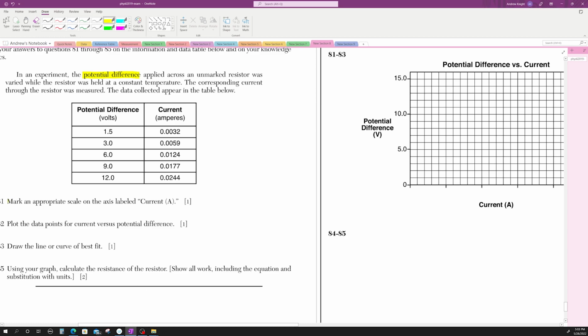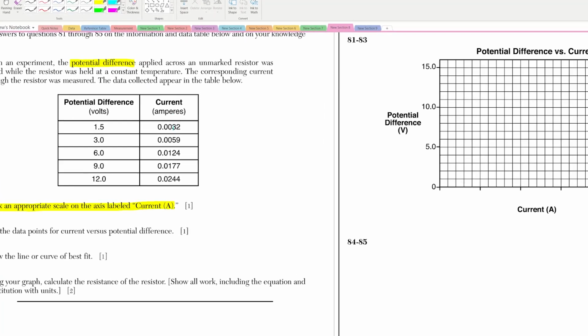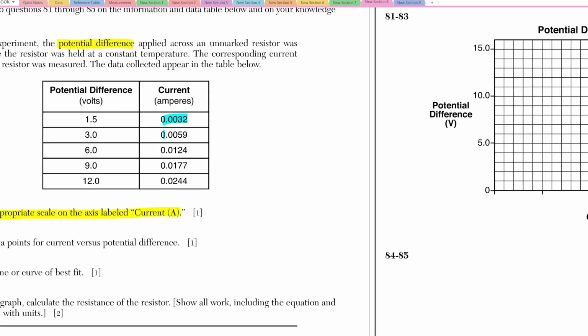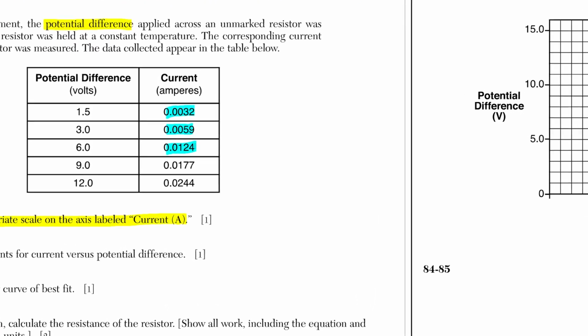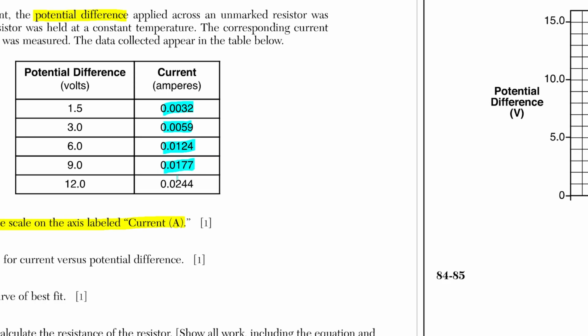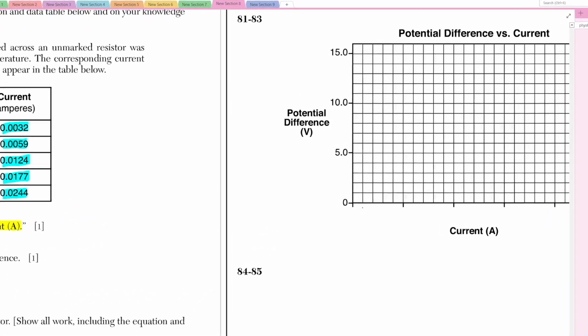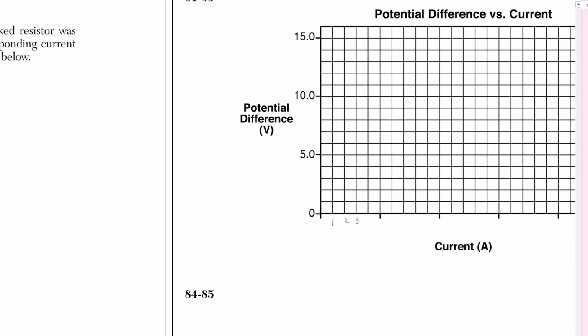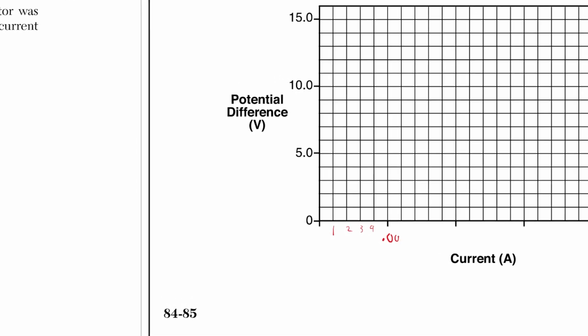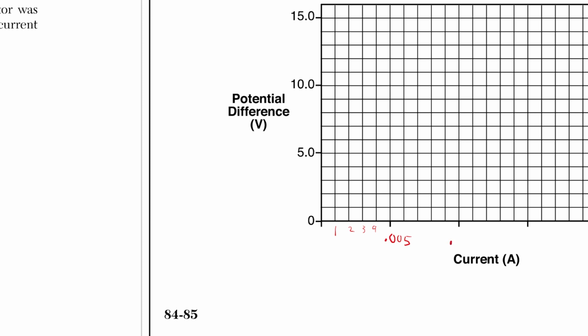So what do we have to do? We have to mark an appropriate scale labeled current on the x-axis. Notice the amps here: 0.0032, 0.005, 0.01, 0.017, 0.02. In my head, I'm thinking we have to count by 0.001s if possible. So we have 0.001, 0.002, 0.003, 0.004, 0.005. And then this would be 0.010.